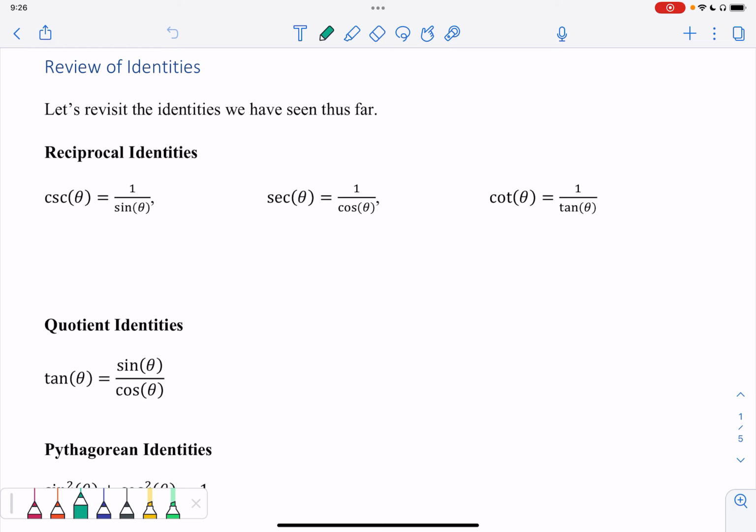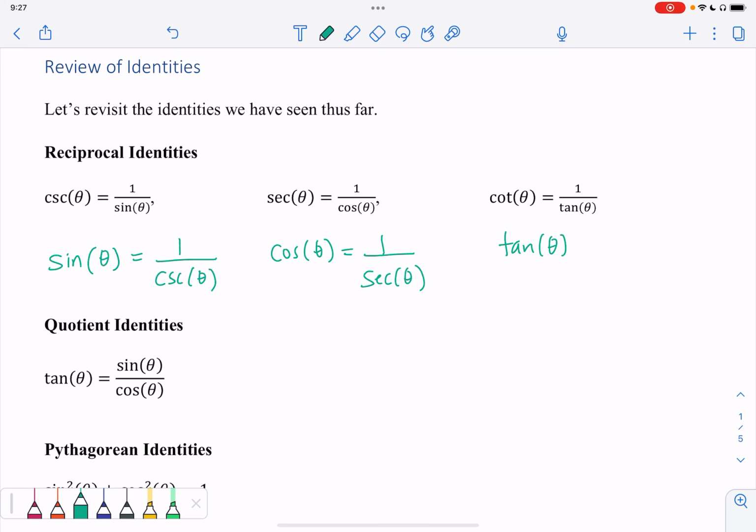Now we can rewrite each one of these identities if we need to, or sometimes it might be helpful. So we can rewrite it as sine theta. So now we're kind of thinking of it from sine theta's perspective, it would be 1 over cosecant of theta. And so we can just follow this pattern. Cosine of theta is just 1 over secant of theta. And this is really just telling us that these functions are reciprocals of each other.